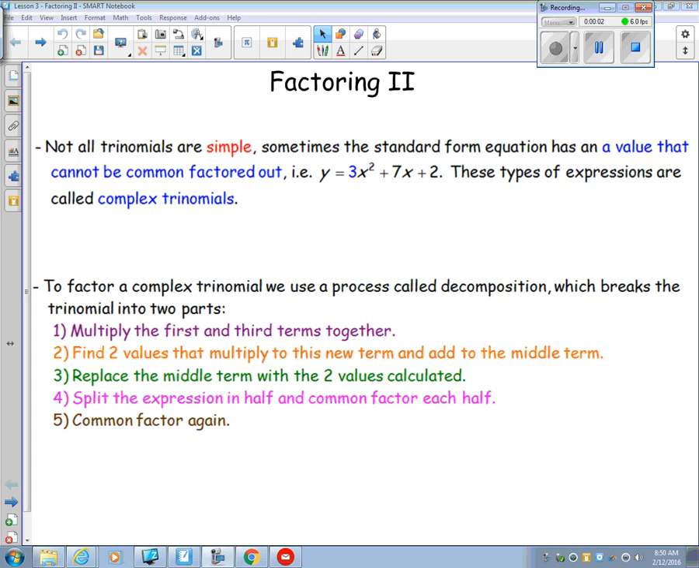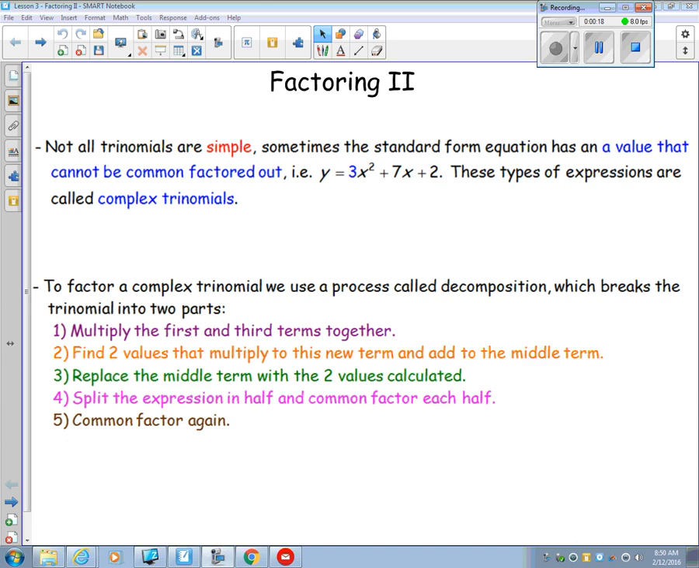Today we're going to be looking at factoring part 2. Yesterday we looked at common factoring, so taking out the greatest common factor, and simple trinomials, so things that add to the middle, multiply to the end. And those are great, those are fantastic, but unfortunately not everything comes down to one of those two things. There are other types of things also.